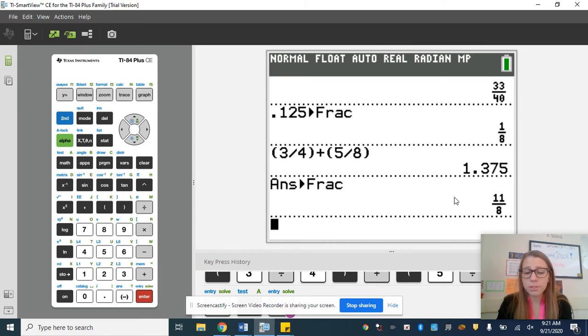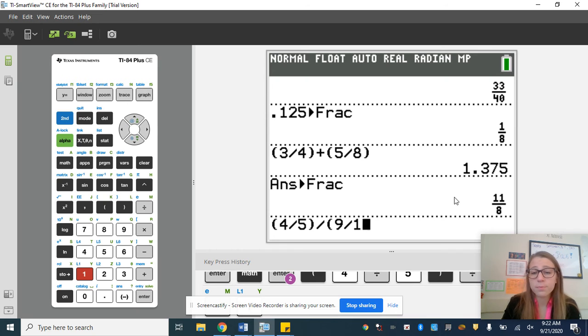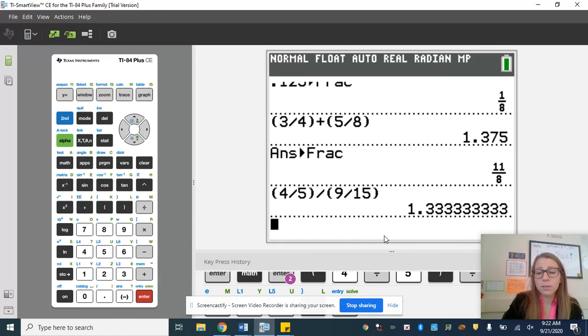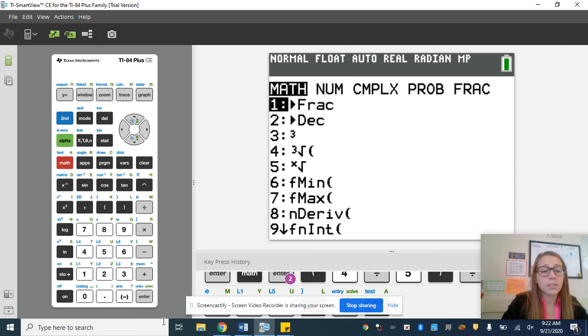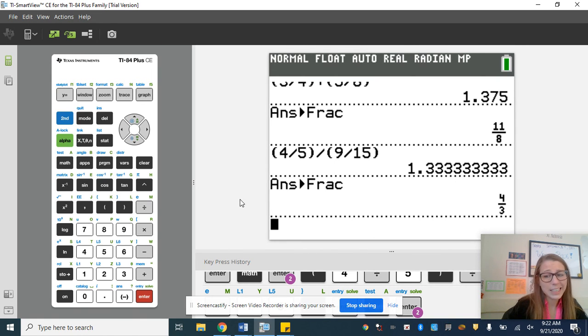Same thing with multiplication or division. If I'm dividing, let's say, 4/5 divided by, let's go, 9/10. Close my parentheses, enter. I'll leave repeating decimal. So now in this option, we don't have the choice to leave this as a decimal because of that repeating. We can't round that. We need to write it as a fraction. So definitely going to use the math frac option, and that gives me 4/3. So that is how you deal with fractions on your calculator. Really cool.